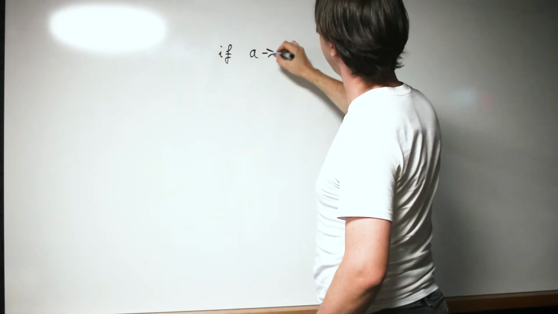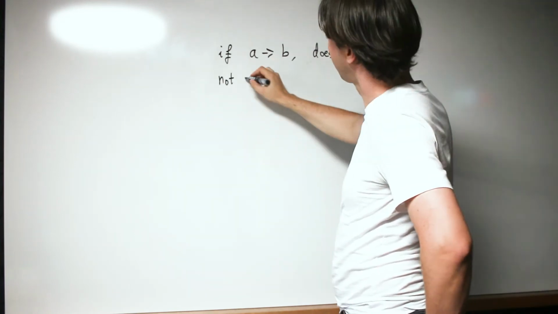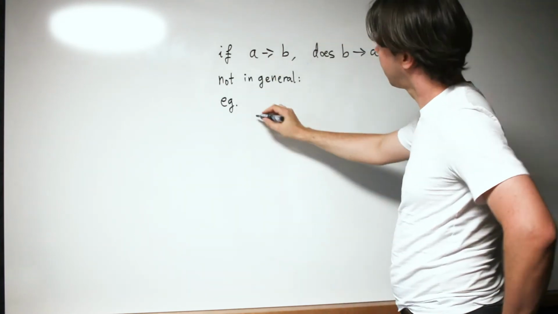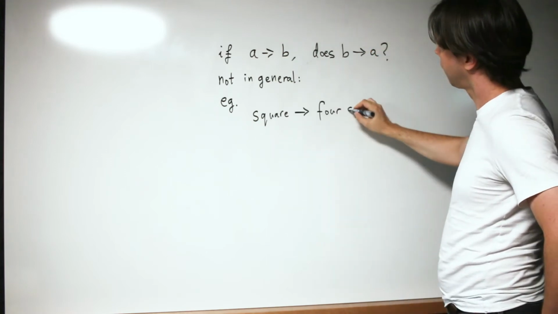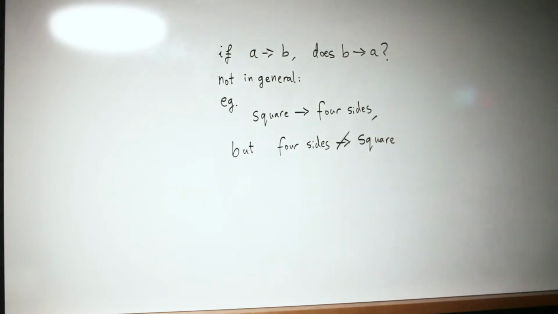If A implies B, is the converse true? In other words, does B imply A? This is clearly not true. A simple counterexample is all that's needed. A square has four sides, but not every four-sided shape is a square.